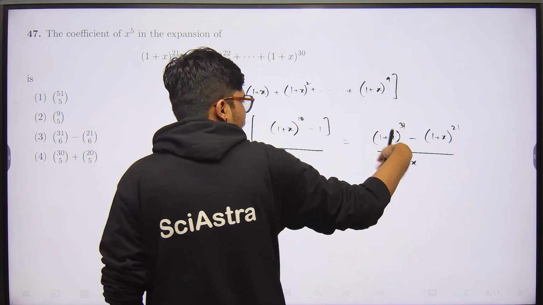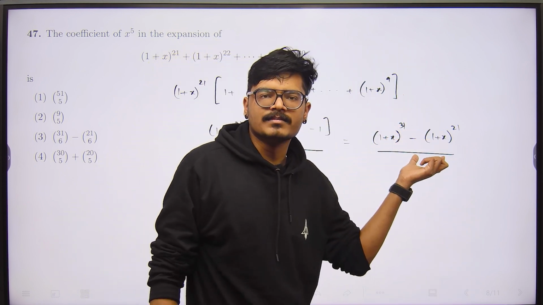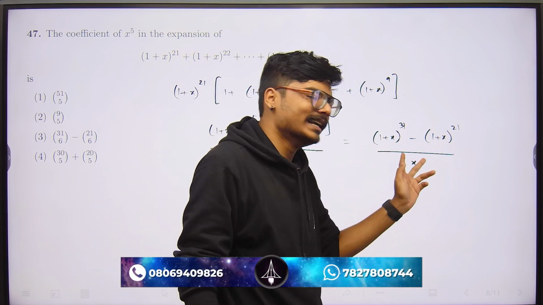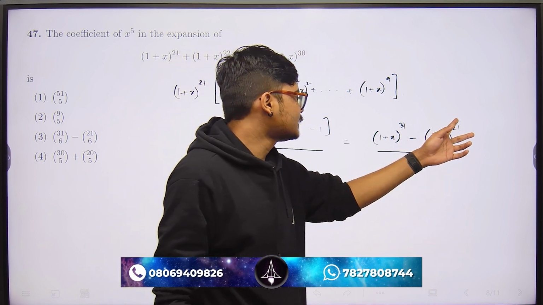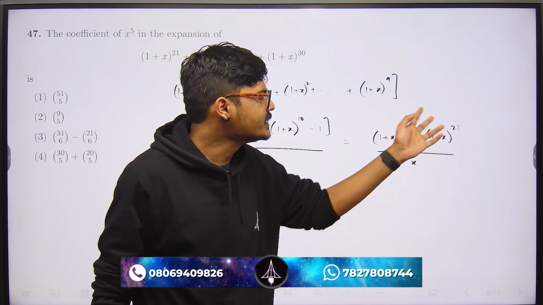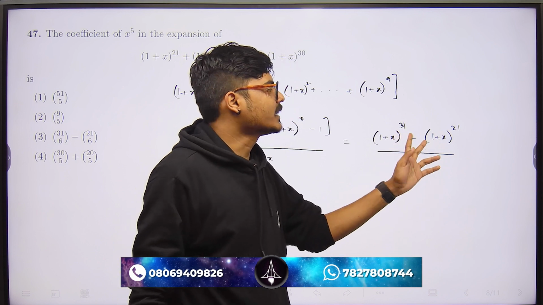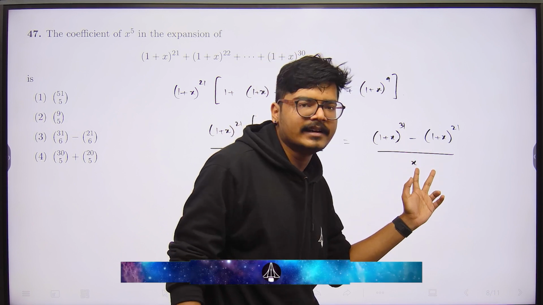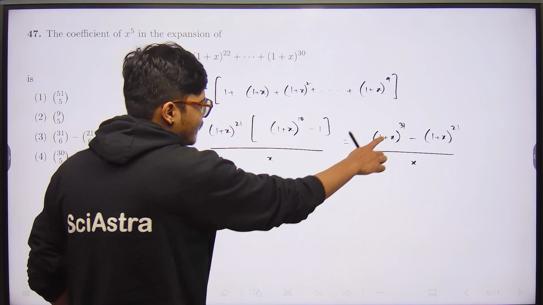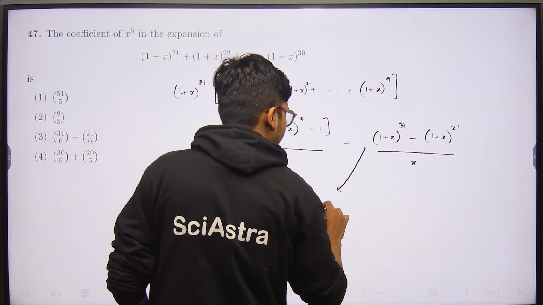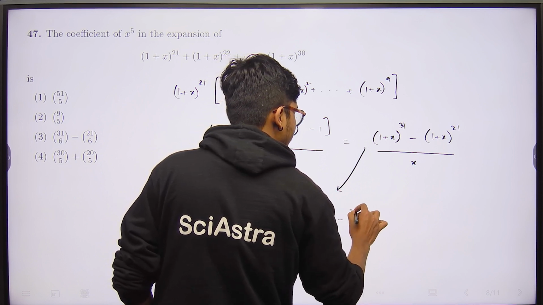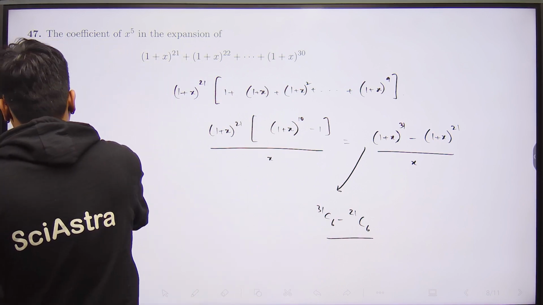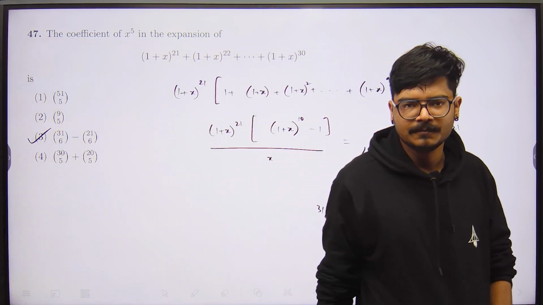Obviously, whatever terms come in the numerator will all contain a power of x, because the only constant here is 1 and here is 1, so you can divide by x, okay? Now if you are looking for the coefficient of x to the power 5 in this expression, that is the same as checking the coefficient of x to the power 6 in the numerator, right? Whatever x to the power 6 comes, once you divide it, becomes x to the power 5. So what is the coefficient of x to the power 6 in the numerator? It will be 31 choose 6 minus 21 choose 6. That's it. So this is your required answer, which is option 3. As simple as that, okay?